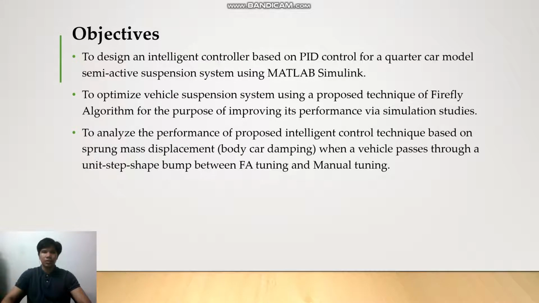So the objectives of this project are, first, to design an intelligent controller based on PID control for a quarter car model semi-active suspension system using MATLAB Simulink. Second, to optimize vehicle suspension system using a proposed technique of Firefly algorithm for the purpose of improving its performance via simulation studies. And last, to analyze the performance of the proposed intelligent control technique based on sprung mass displacement, which is body car damping, when a vehicle passes through a unit step shaped bump, between Firefly algorithm tuning and manual tuning.